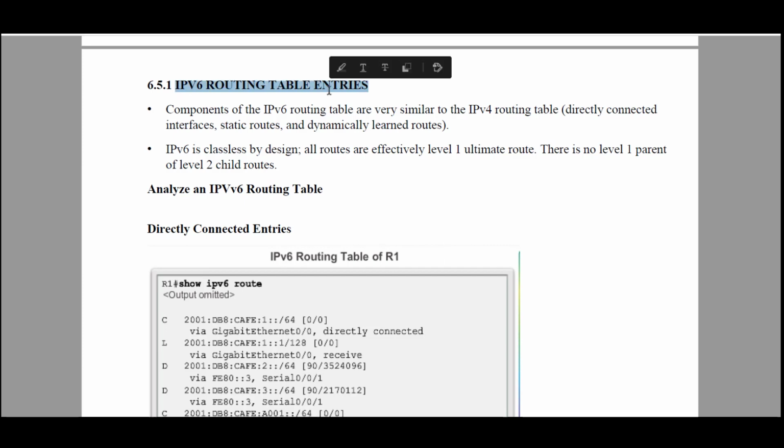The IPv6 routing table is almost the same, similar to IPv4. But here we don't have level 1 and level 2. Everything is going to be level 1. There is no level 1 parent or level 2 child, only ultimate and level 1. IPv6 is actually easy compared with IPv4, and easier to handle, but you have to learn IPv4 first to understand the things.